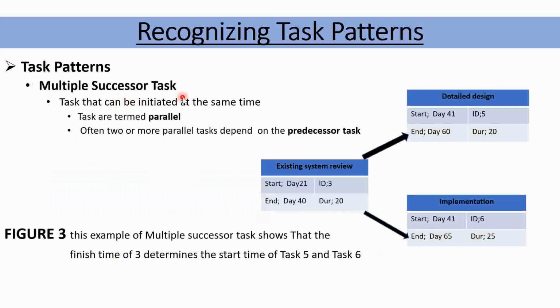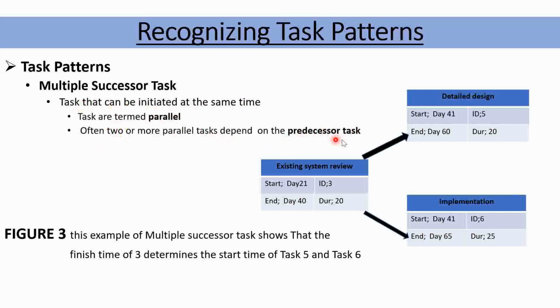Multiple successor task. First, let me explain the word successor. A successor is something which comes after, right? A successor task comes after. Now, multiple successor tasks are tasks which can be initiated at the same time, can be started at the same time. These tasks are termed parallel. They happen in parallel or concurrently, right? Often two or more parallel tasks depend on the predecessor task.